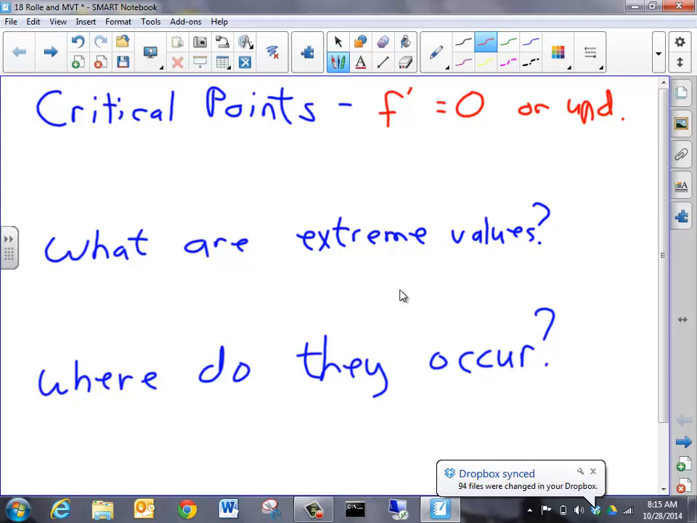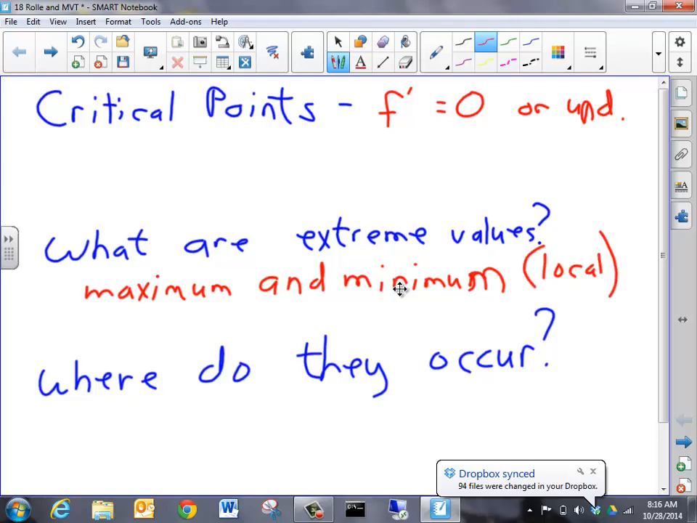Now, we also talked about extreme values. What do we mean by extreme values? Maximum and minimum. Okay? Now, he used the word local in there. What does local mean? In a certain area of it, okay? So if we've got a graph that looks something like this, then this point would be considered a local max, even though it's not the absolute max, agreed? And this would be a local min, even though it's not the absolute min. The absolute min would be over here. The absolute max would be up here. So you can have local and you can have absolute.